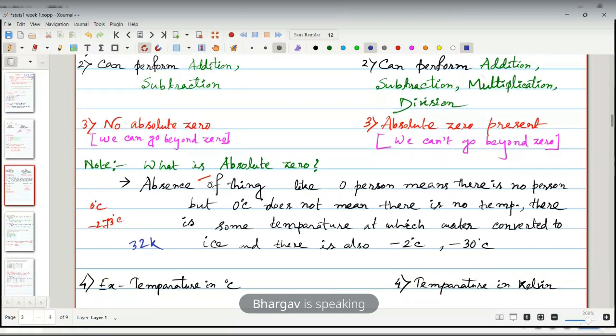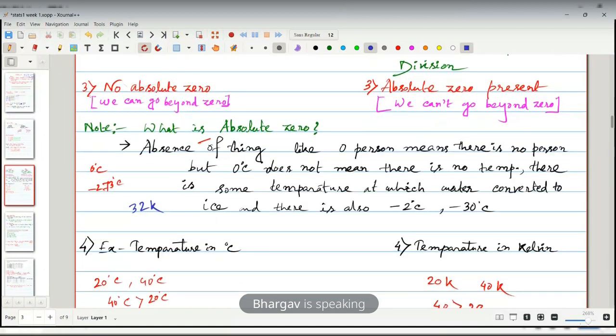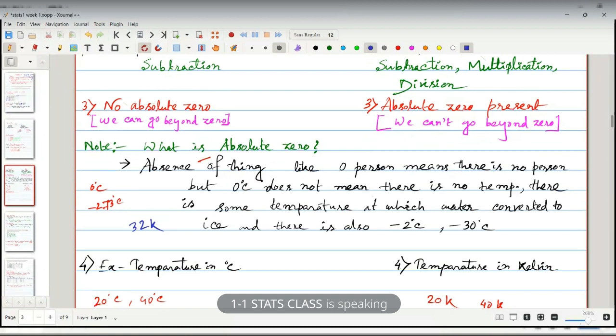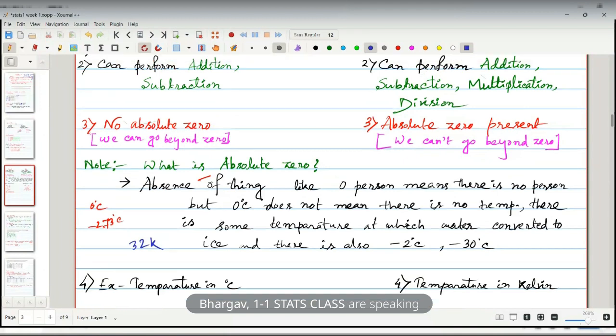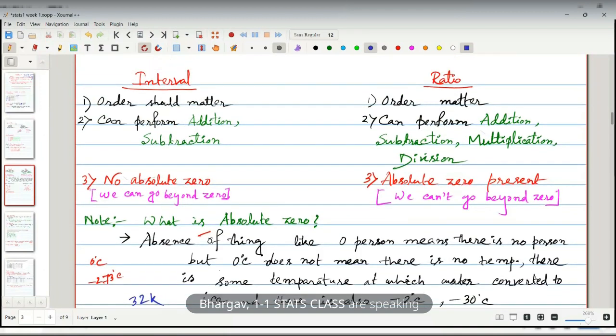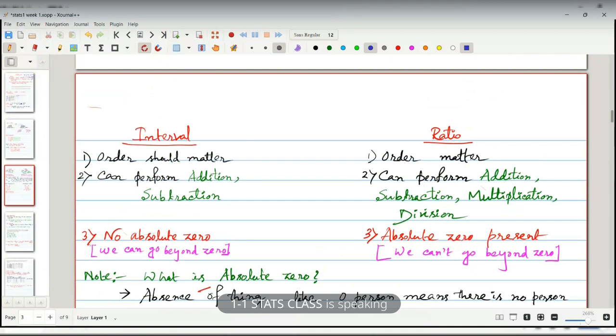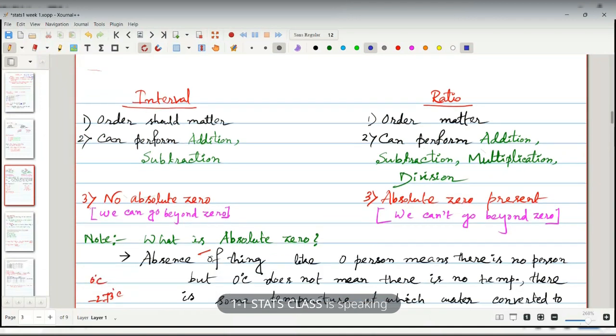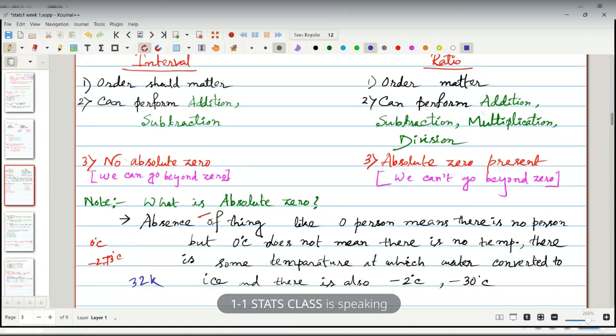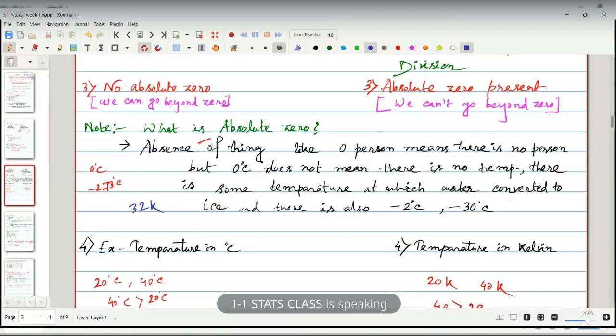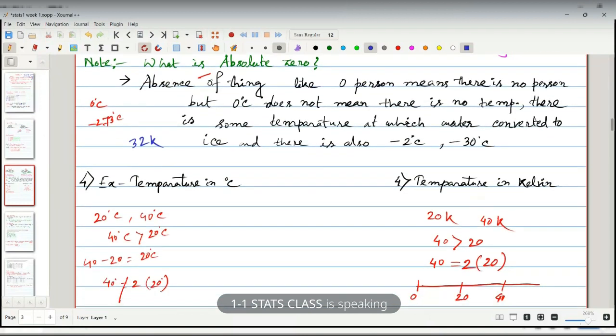It is relative to the scale. So you have to find what is the interval scale of measurement and what is the ratio scale of measurement. Temperature in degrees Celsius is interval scale of measurement, as we can go beyond 0 and no absolute 0 is there. But for a ratio scale of measurement, we can perform addition, subtraction, multiplication, division. These arithmetic operations can be done on the ratio scale because here absolute 0 is present and we can't go beyond 0. So temperature in Kelvin is ratio scale of measurement.